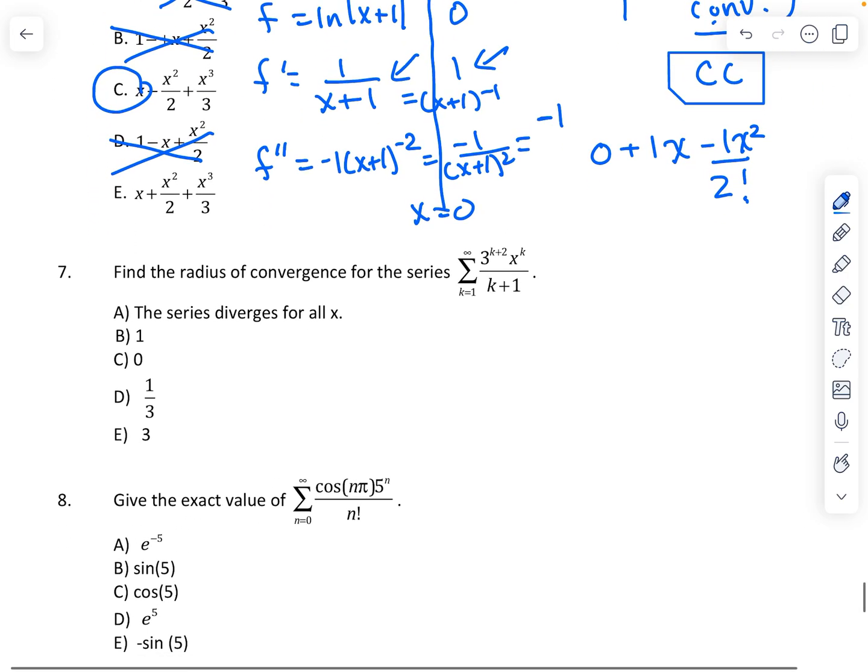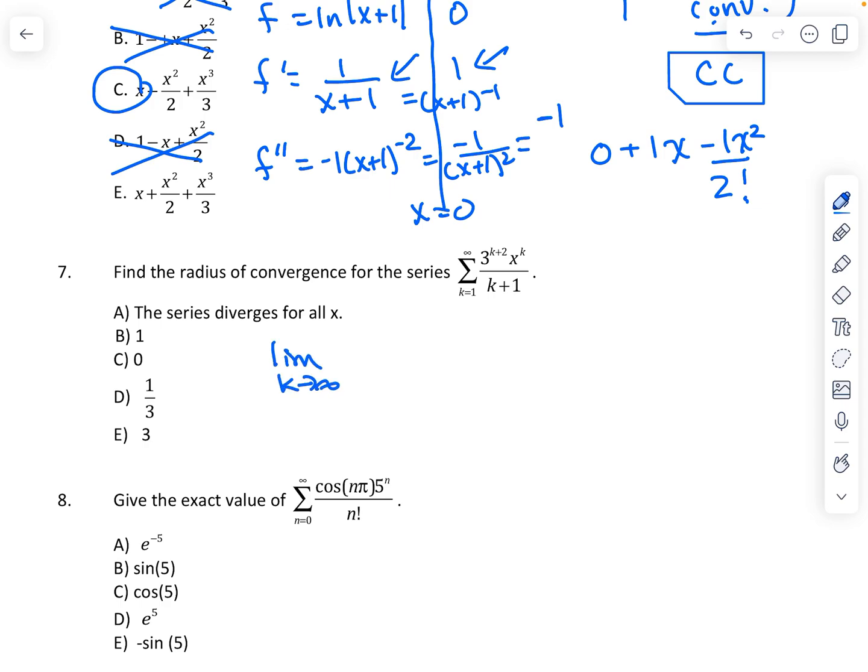Okay. The next one is asking about radius of convergence. Remember when they ask about radius or interval of convergence, you either have to use the ratio test, or it could be a geometric series, then you could just look at the r value. This is not a geometric series because of this k plus 1 on the bottom. So I'm going to use the ratio test.